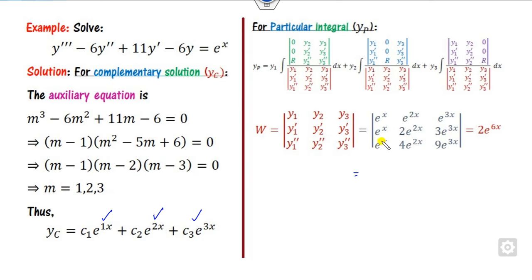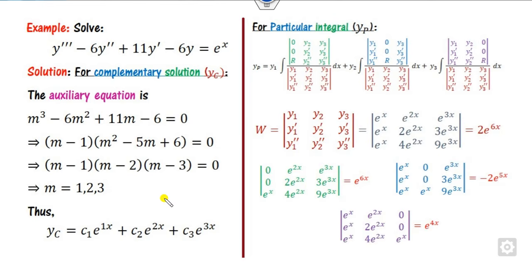You can easily solve them. e raised to power x is common from here, e raised to power 2x, so e raised to power 6x is common from this. So this is 1, 1, 1, 1, 2, 4, 1, 3, 9. Now you can easily expand them, and you will get the value here. Similarly, you can solve this value. This is 0, 0, R, where y1 is e raised to power x and y2 is e raised to power 2x. So you can see that.